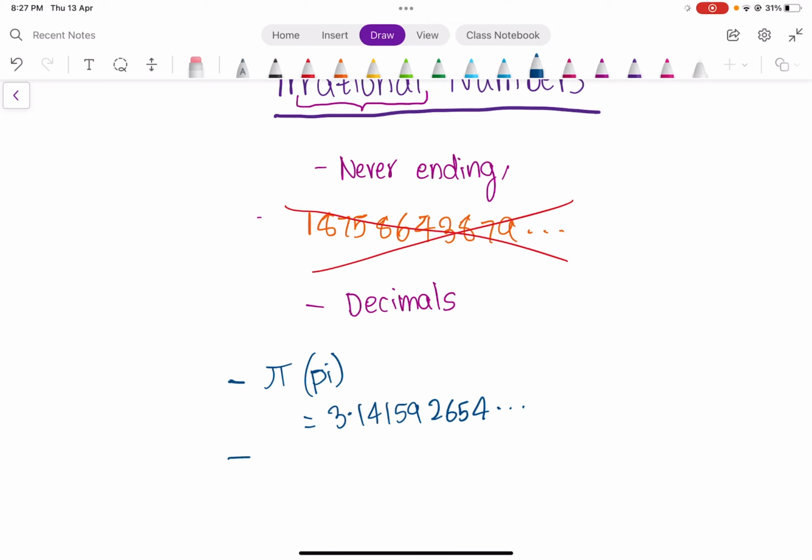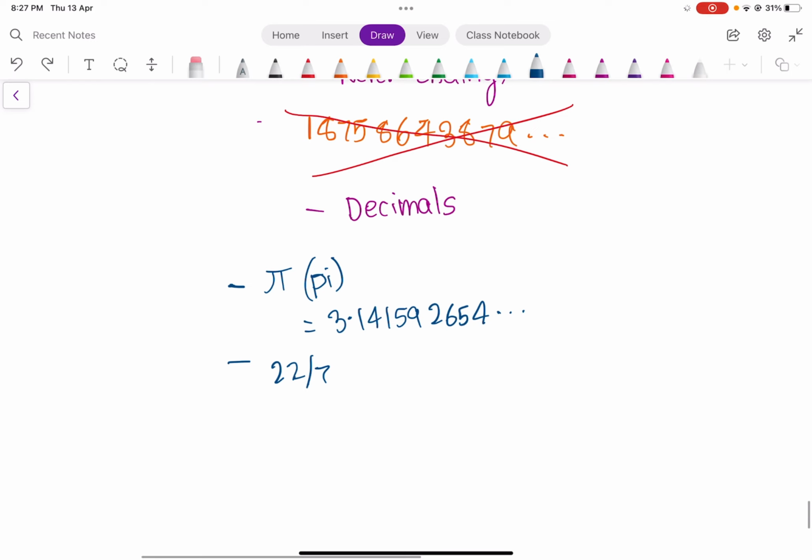Another number which is an irrational number is 22 by 7. Now this is also kind of like pi, except it starts with the first 3 digits, but it isn't exactly pi. So 3.142857143 143.